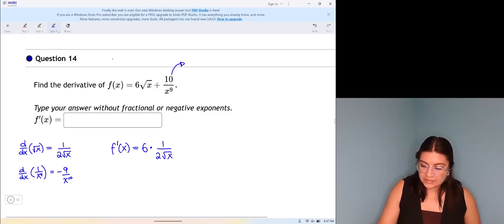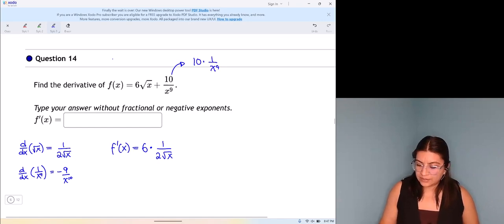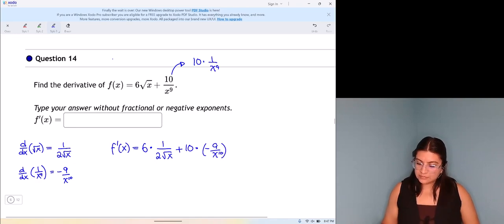Keep in mind that this is the same as 10 times 1 over x to the 9th. So we go back here, we say plus 10 times negative 9 over x to the 10th. Then we simplify 6 times 1 divided by 2, that's a 3 on top over the square root of x.